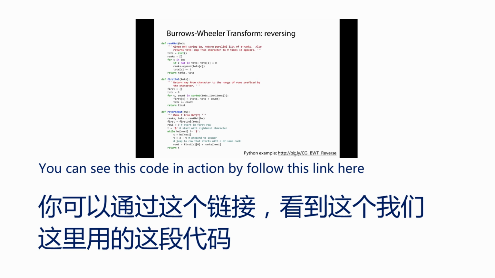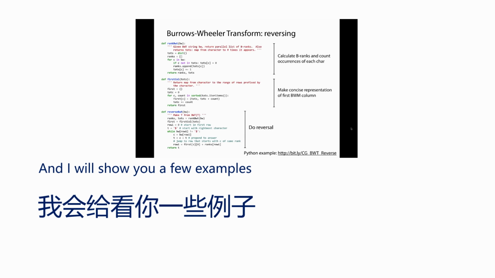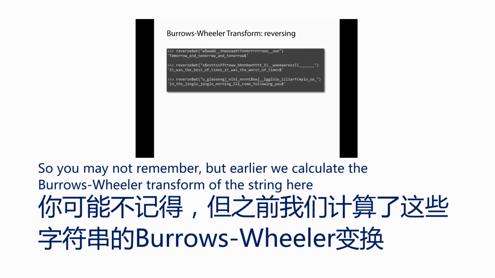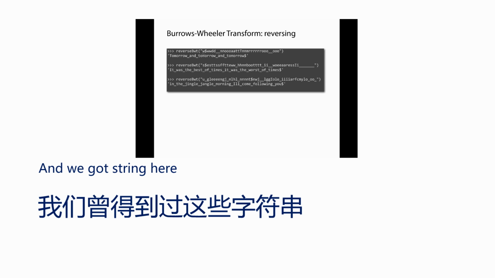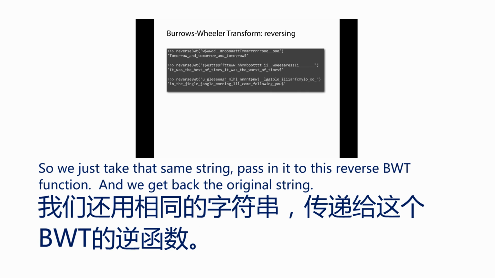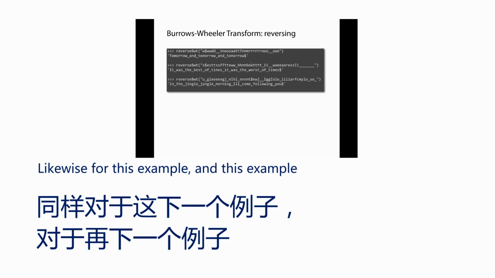And you can see this code in action if you follow this link here. This is an IPython notebook that shows this code. I will show you a few examples. You may not remember, but earlier we calculated the Burrows-Wheeler transform of this string here, and we got this string here. And so now we're just reversing it. We're taking that same string, passing it to this reverse BWT function, and we get back the original string. Likewise for this example and this example.